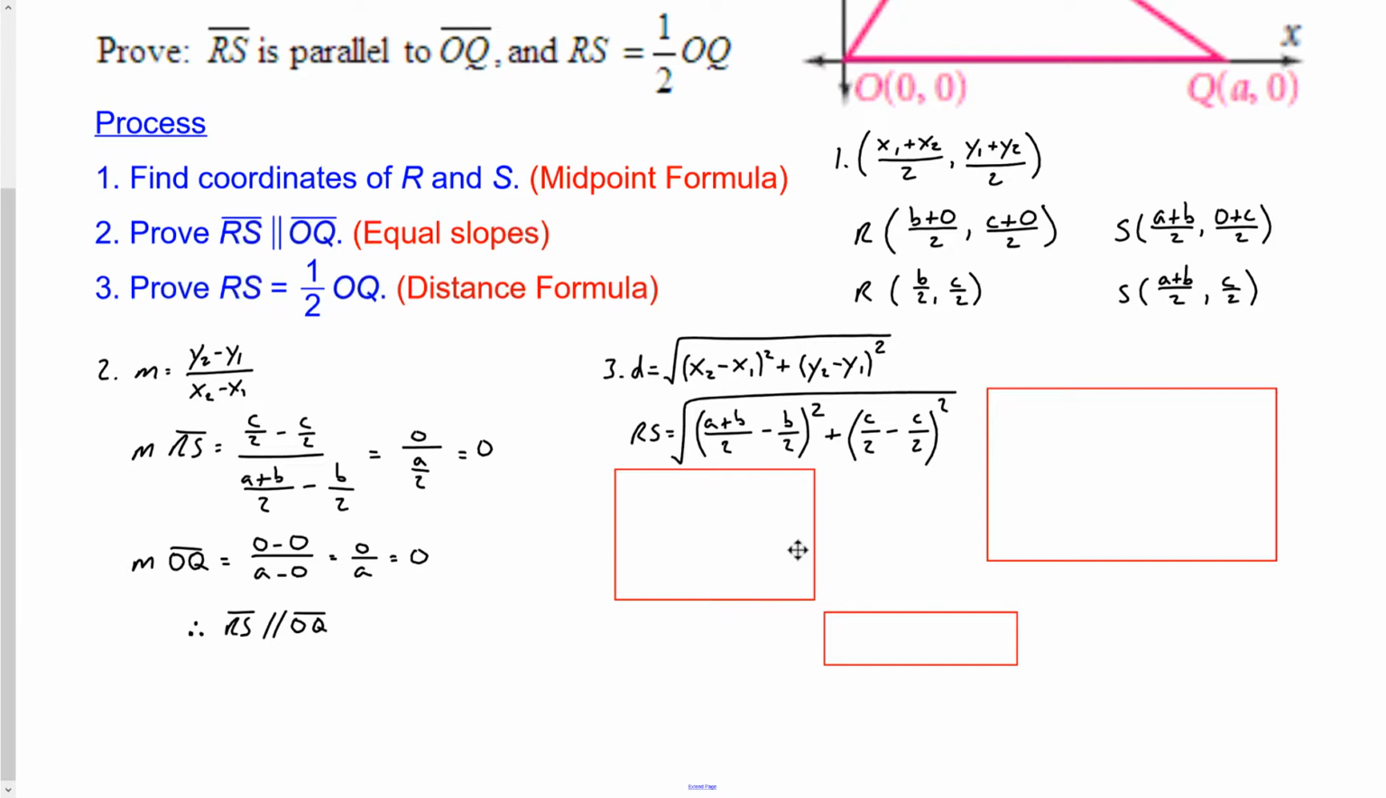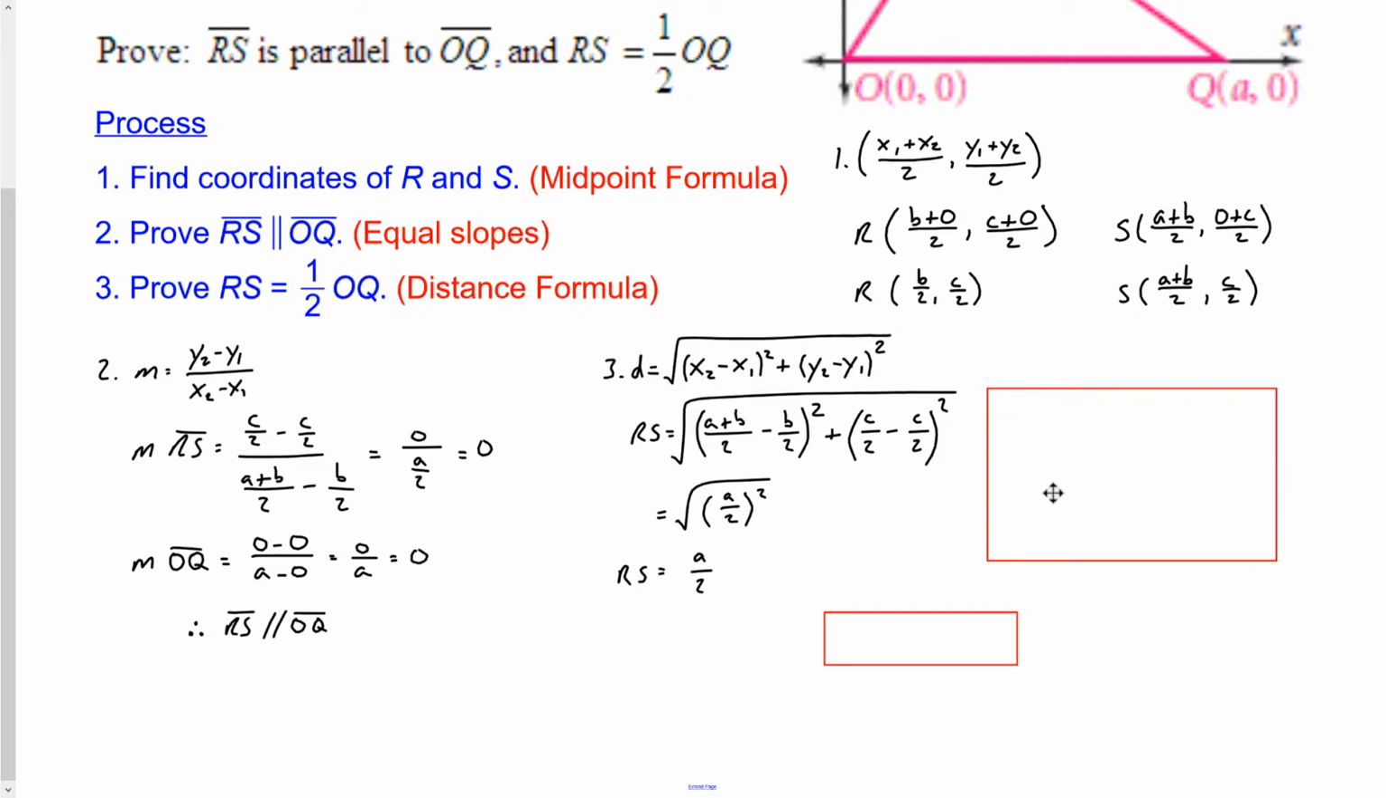Now, if I simplify, it all comes down to just a over 2 quantity squared, because c over 2 minus c over 2 is 0. 0 squared is 0. There's nothing there that I need to add on. And a plus b over 2 minus b over 2, they have a common denominator, so the b's end up being subtracted out. And now, if I take the square root of that, I would have the length of RS is a over 2. The square root and the squared are inverse operations, so they cancel each other out.